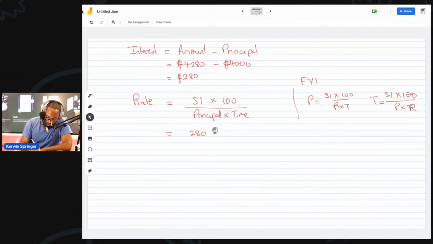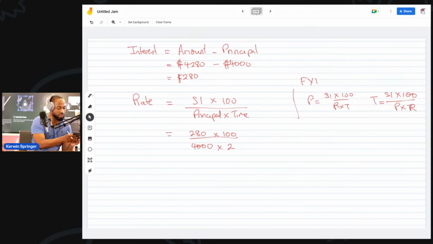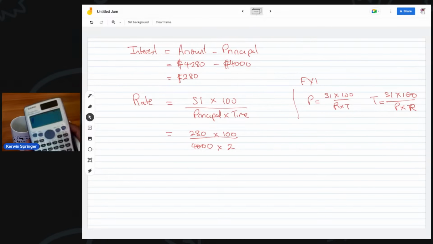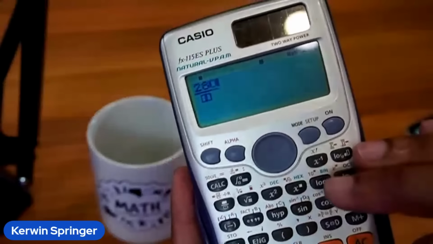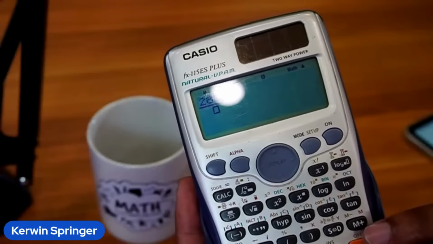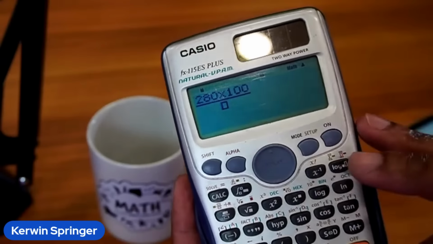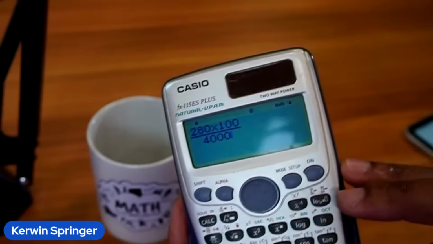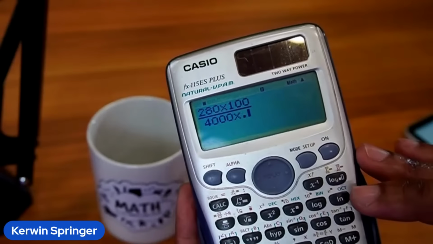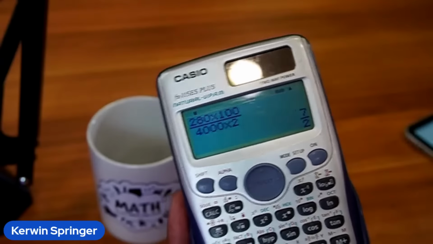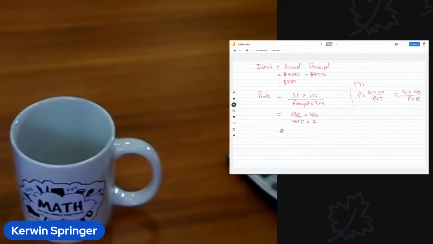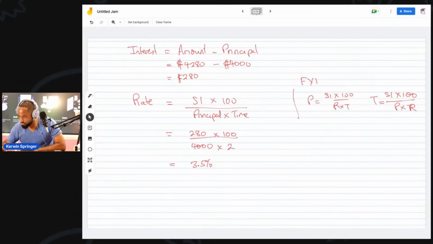Multiply by 100 over the principal, which was 4,000, multiplied by the time, which is 2 years. So 280, I want to multiply by 100 and then divide by 4,000, and I'm multiplying this by 2. 7 over 2 is 3.5%. How many of you all got that? 3.5%.